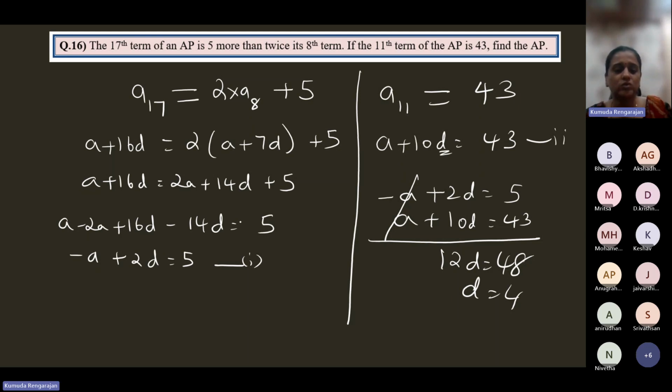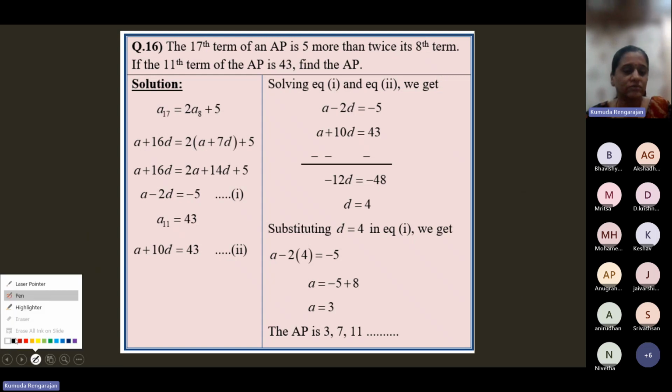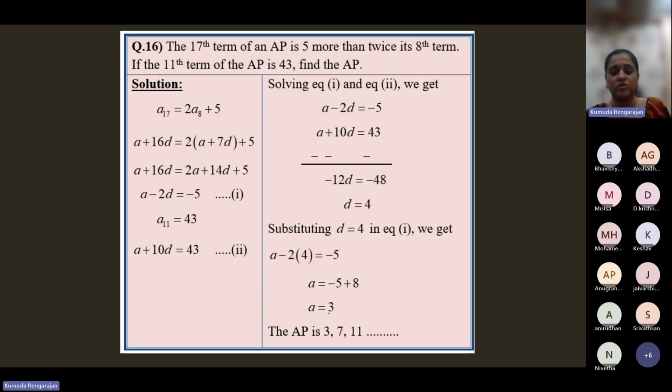Substitute the value of D in one of the two equations and you'll get the value of A. Once you know A and D, you can generate the AP. The question is find the AP, so you must write the first three terms of the AP and then put a comma and show the dots. A is 3 and D is 4. So the AP is: the first term is 3, the second term is 3 plus 4, 7, then the third term, 7 plus 4, 11, and so on.